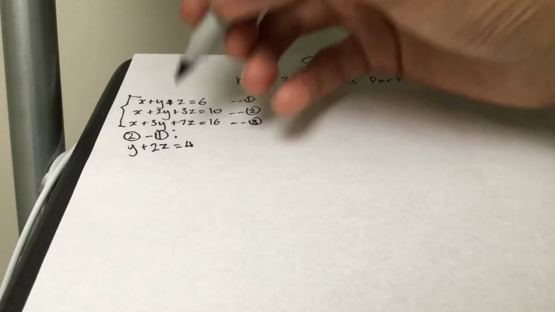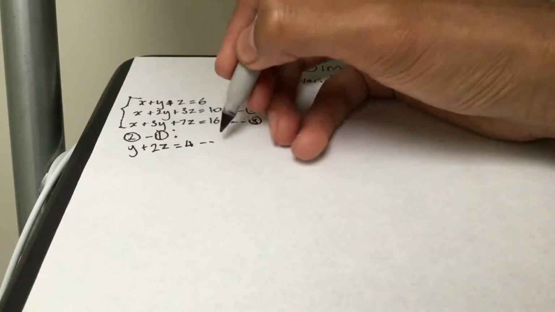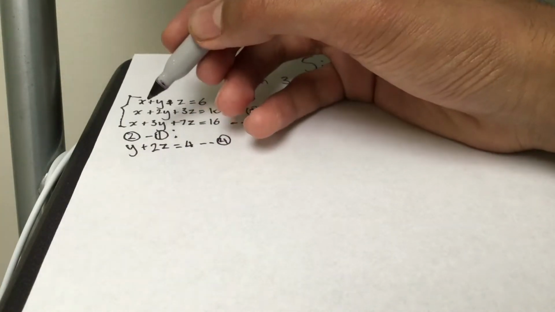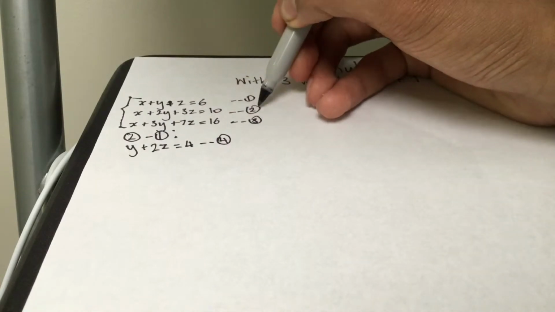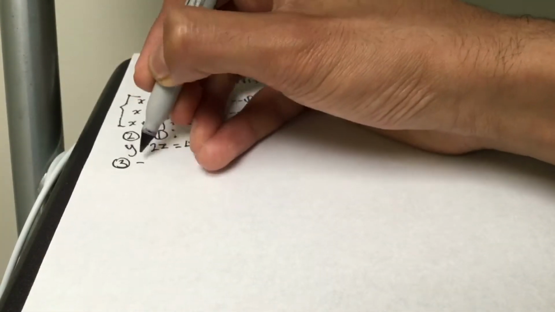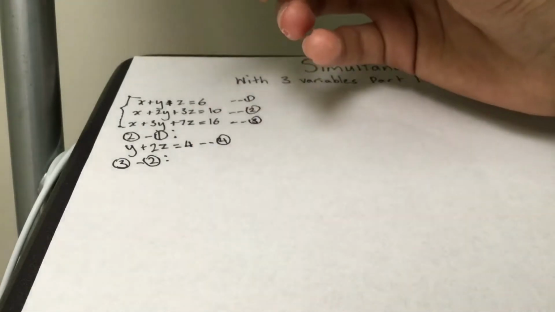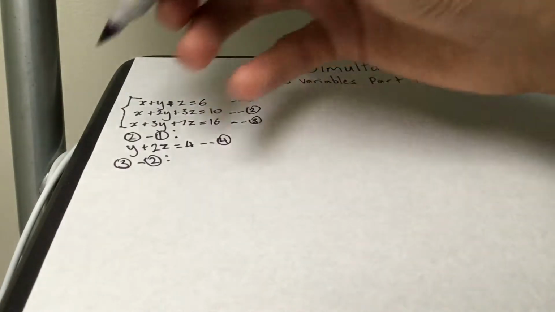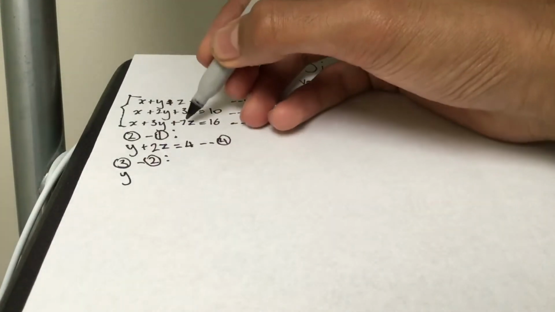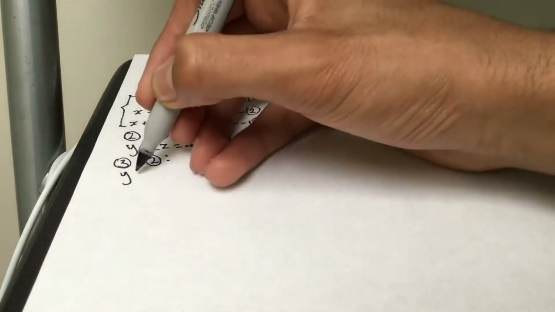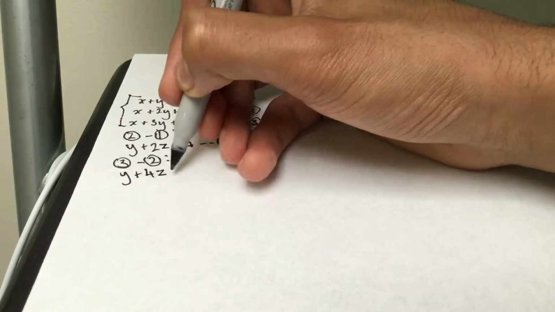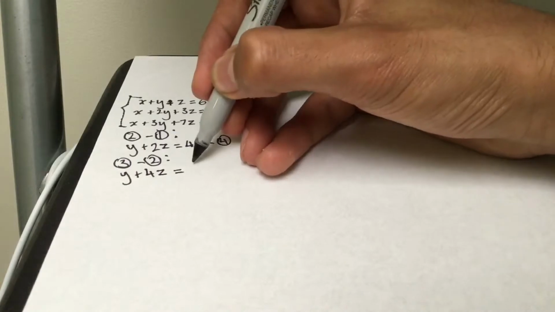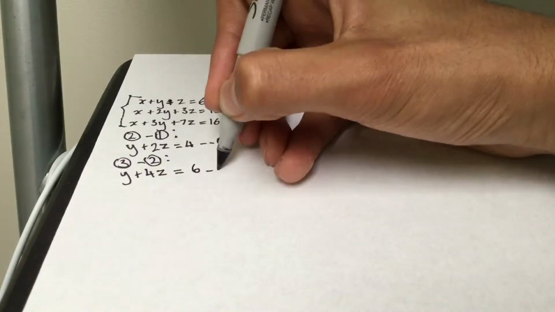Now we label this equation 4, as we found our answer. Now we do equation 3 minus 2. So x minus x cancels out, 3y minus 2y is y, and 7z minus 3z is 4z, and then equals 16 minus 10, which is 6. We label this equation 5.